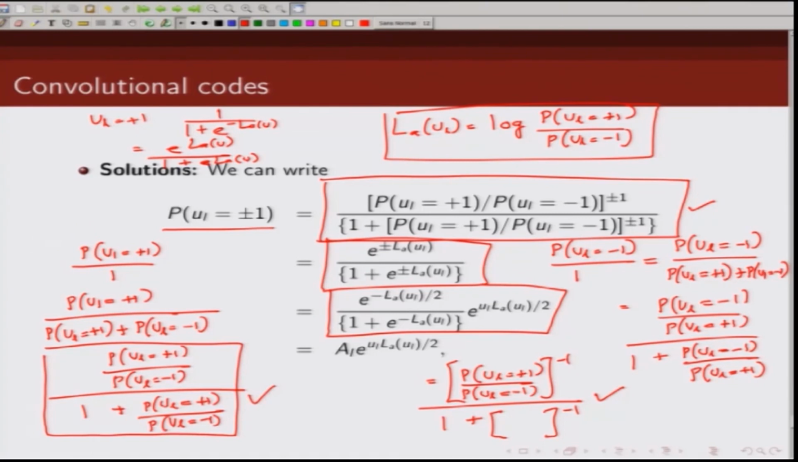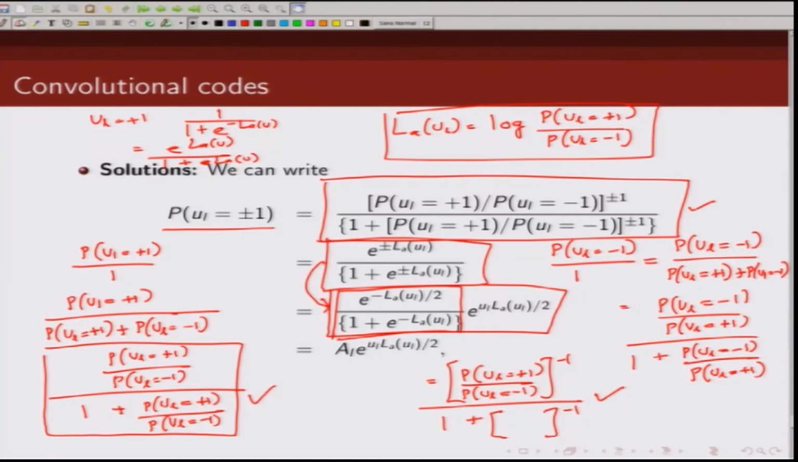And if u_l is -1, this will be e raised to power minus L_a(u_l) by 2 and e raised to minus L_a by 2. So this term will become, in that case, e raised to minus L_a(u_l) over 1 plus e raised to minus L_a(u_l). So this term can be written in terms of this, right. And what is this term? I can simplify this term.